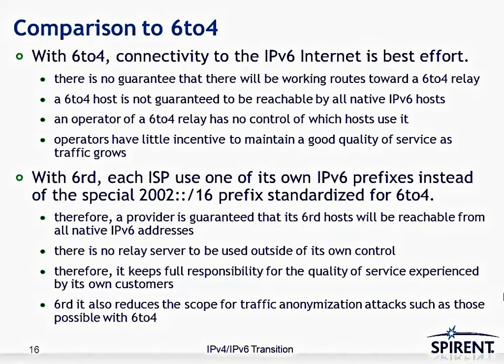However, with 6RD, each ISP uses one of its own IPv6 prefixes instead of the special 2002::/16 prefix standardized for 6to4. Therefore, a provider is guaranteed that its 6RD hosts will be reachable from all native IPv6 addresses, and there is no relay server to be used outside of its own control. Therefore, it also keeps full responsibility for the quality of service experienced by its own customers. 6RD also reduces the scope for traffic anonymization attacks such as those possible with 6to4.